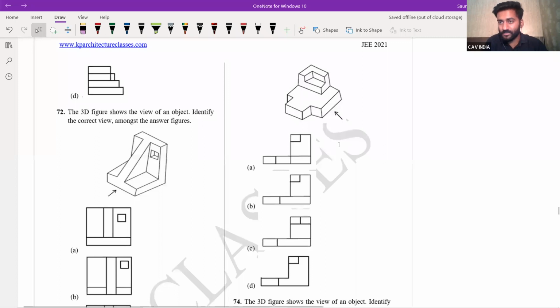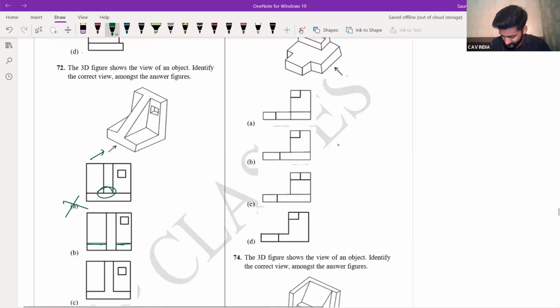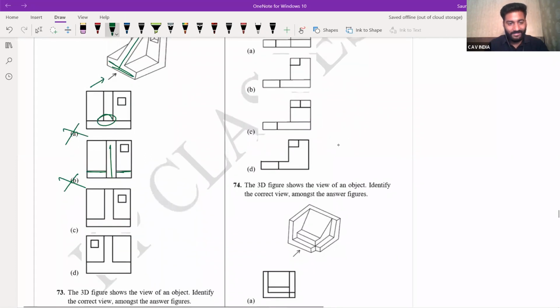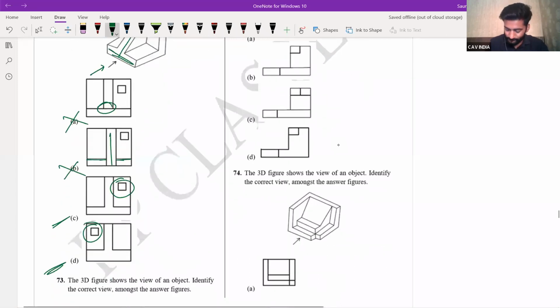Some more questions, similar questions. Now you look at it from this side, so there is no reason to have it like that. A got cancelled. There is nothing like this, so B got cancelled. We actually need an inverted T because of it, and that is there in C and D. The difference is of this window. This window is on this side, therefore C is the right answer.